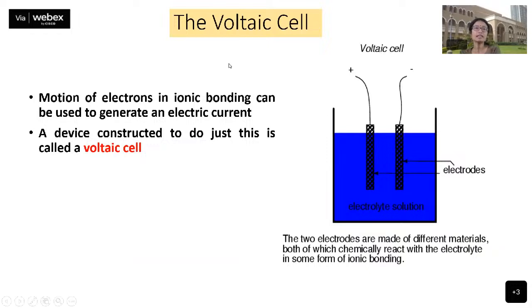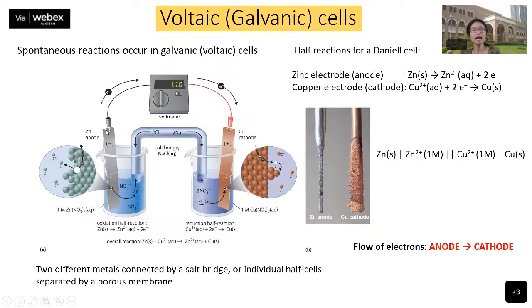So in a voltaic cell, you know that the motion of electrons in ionic bonding can be used to generate an electric current. And in a voltaic cell, you're precisely doing that. You have two different electrodes which are made of different materials, and both of them will chemically react with the electrolyte with some kind of an ionic bonding. So what exactly happens in this case?